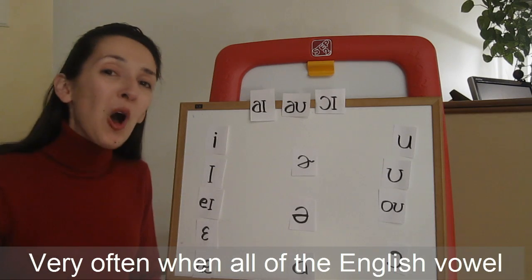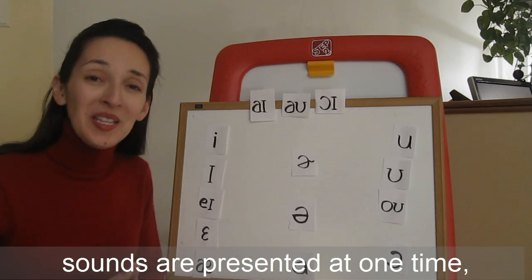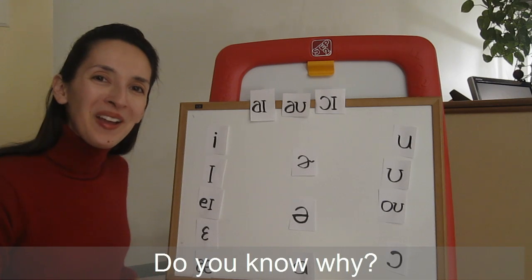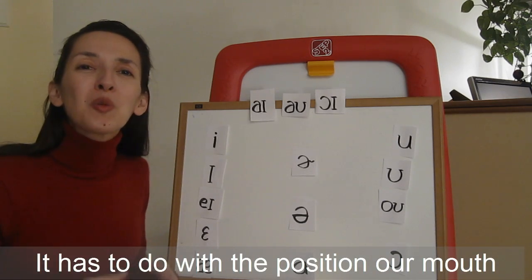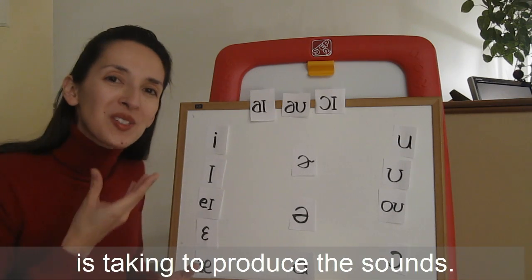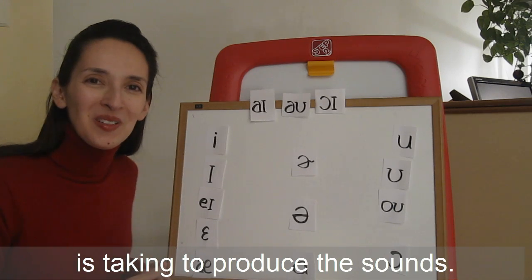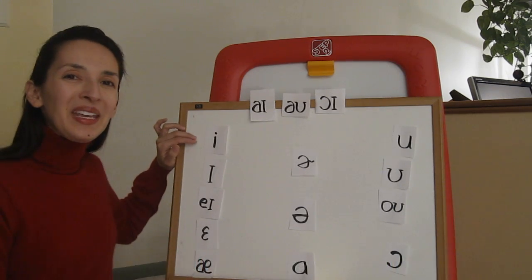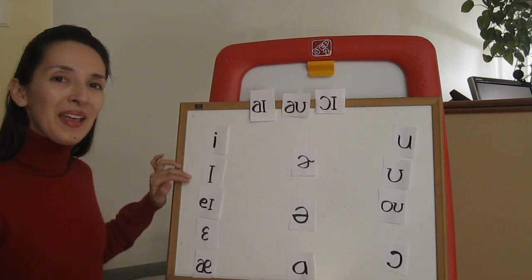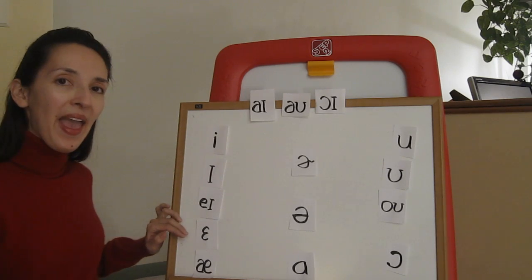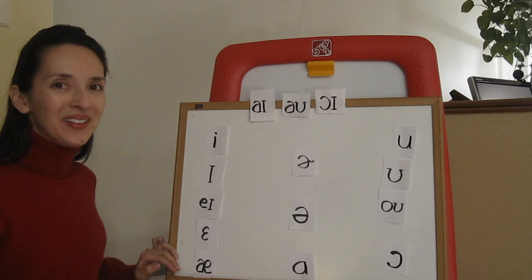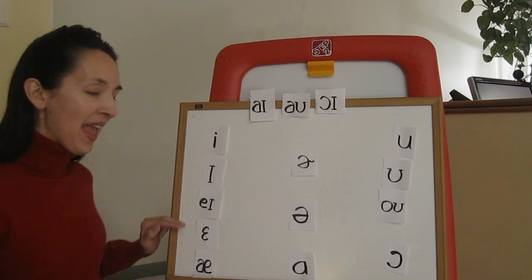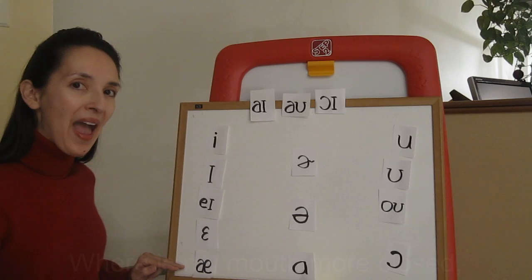As you watch this series, I think the videos will help you gain familiarity with phonetic symbols. Very often, when all of the English vowel sounds are presented at one time, they're grouped this way. Do you know why? It has to do with the position our mouth is taking to produce the sounds. Watch my mouth as I say this first group. E, I, A, E, A. Again. E, I, A, E, A.